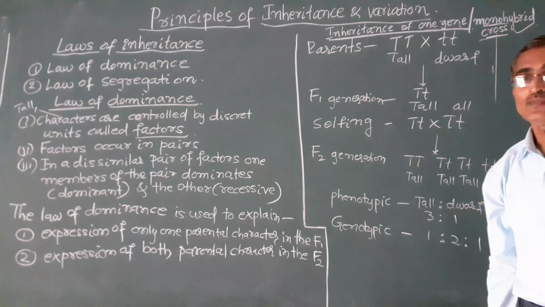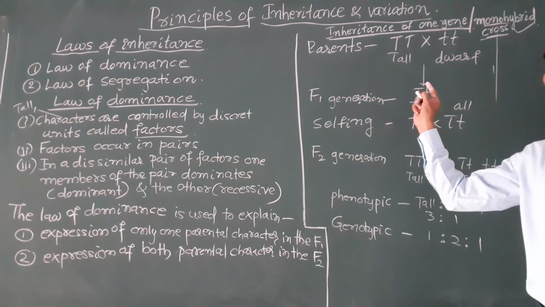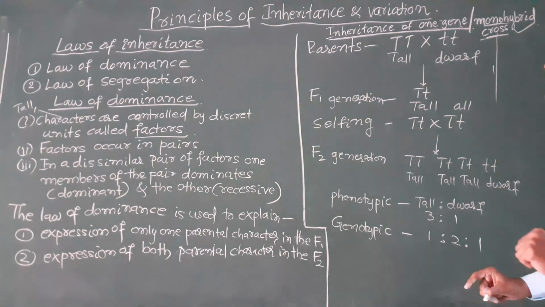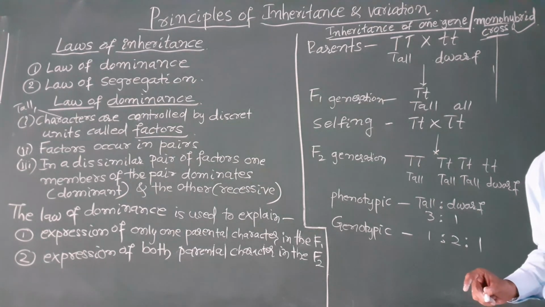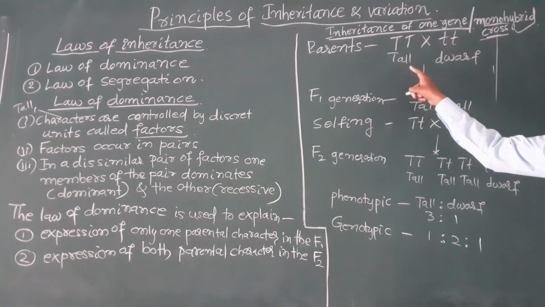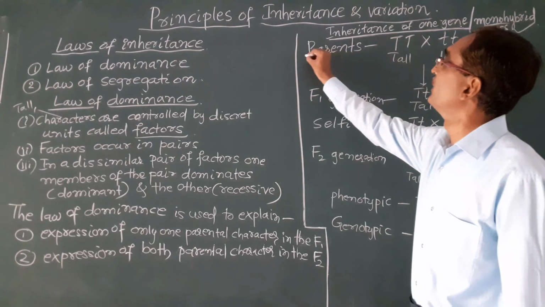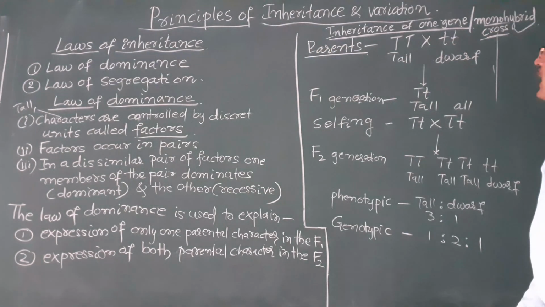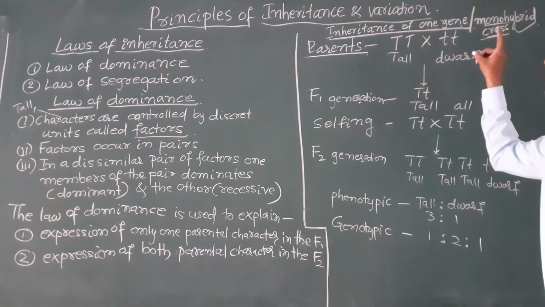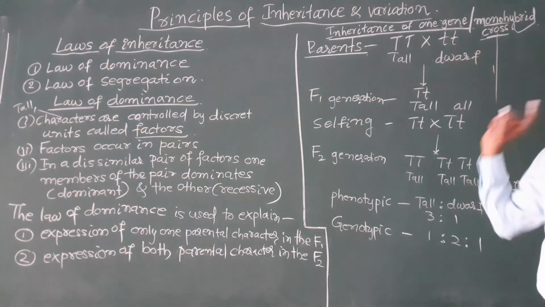Okay, so here what happens? Let me recall the monohybrid cross, or inheritance of one gene. Gregor John Mendel crossed a tall and a dwarf pea plant, and they are the parents. The tall plant is represented by capital T and capital T, and the dwarf plant is represented by small t and small t.